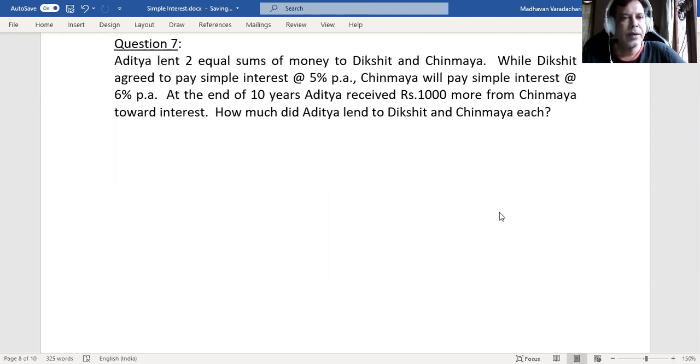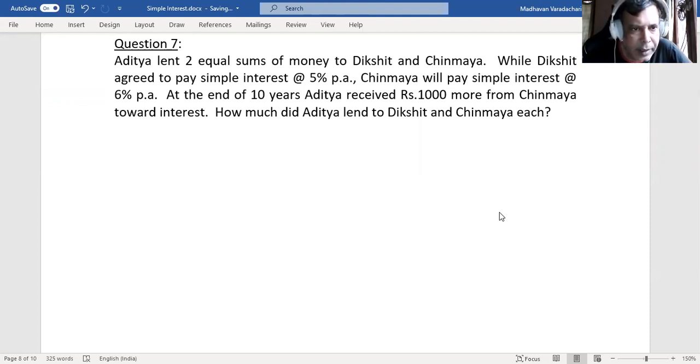Question goes like this. Aditya lent two equal sums of money to Dikshit and Chinmaya. While Dikshit agreed to pay simple interest at 5% per annum, Chinmaya will pay simple interest at the rate of 6% per annum. At the end of 10 years, Aditya received rupees 1000 more from Chinmaya towards interest. How much did Aditya lend to Dikshit and Chinmaya each?